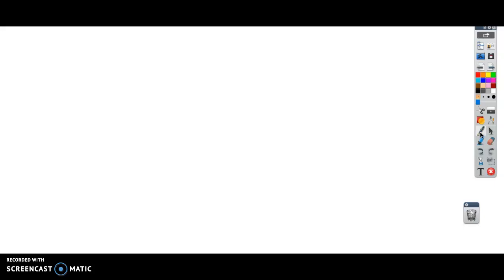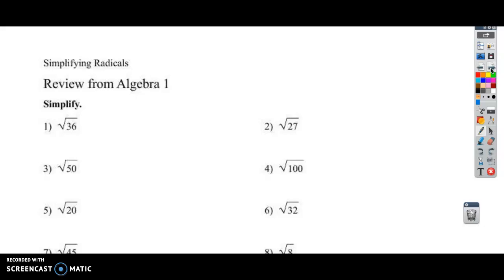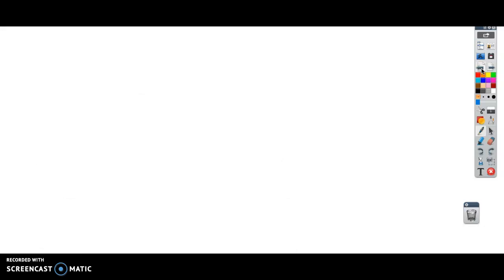All right, so we are going to learn how to simplify radicals. So your notes look like this, and really they're just practice problems. But before we start, I thought I would go over what simplifying radicals actually means, the square root.